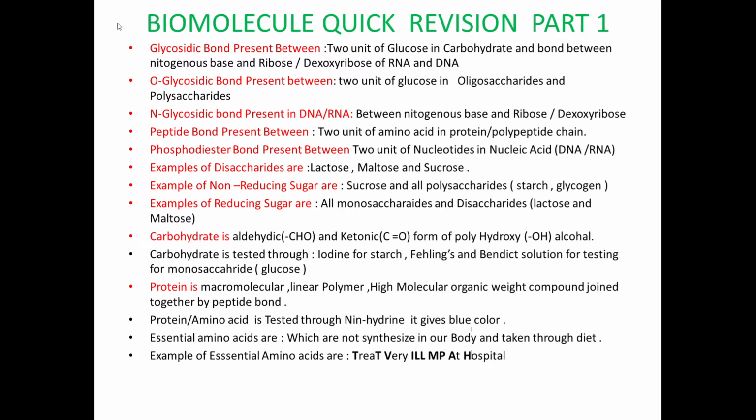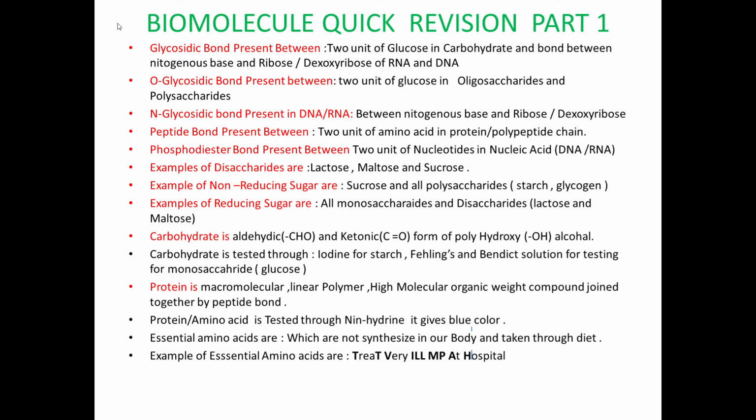Examples of non-reducing sugars are sucrose and all polysaccharides, that is starch and glycogen. Starch is present in plants and glycogen is present in animal muscles. Next, examples of reducing sugars are all monosaccharides.